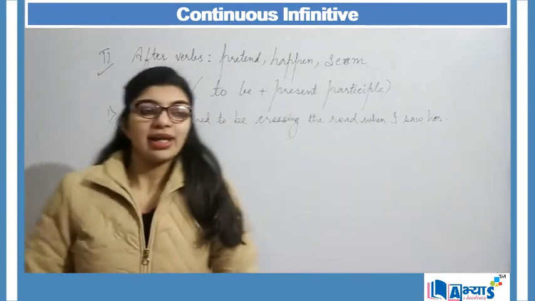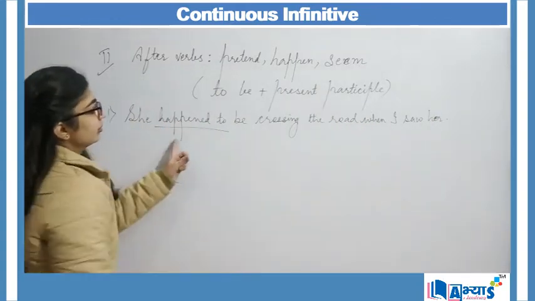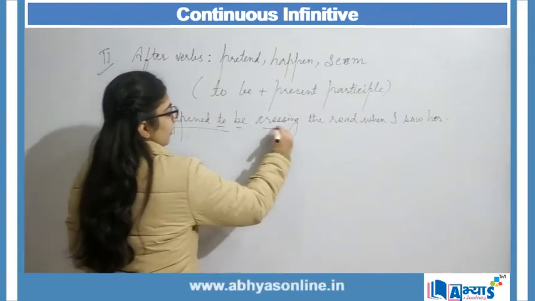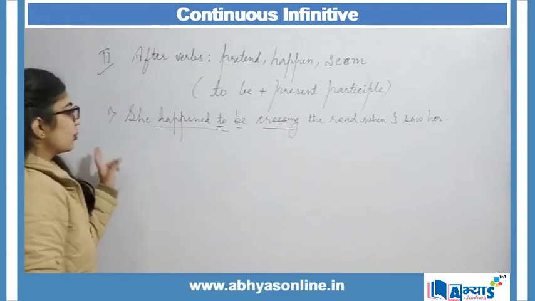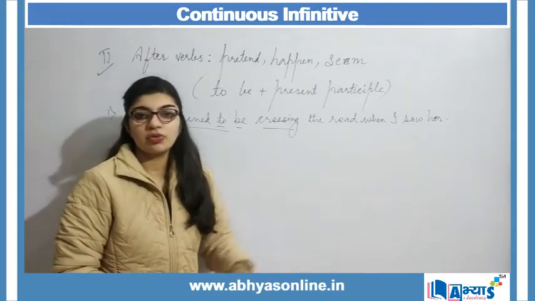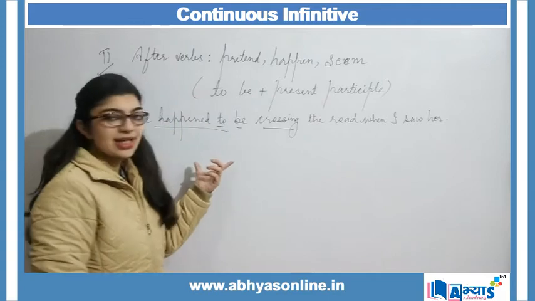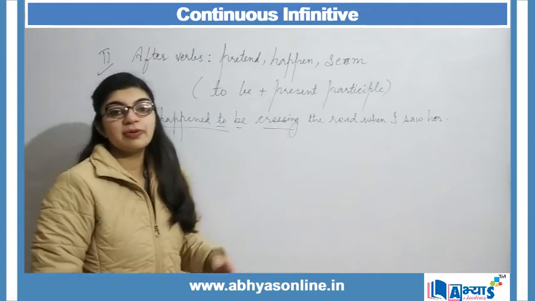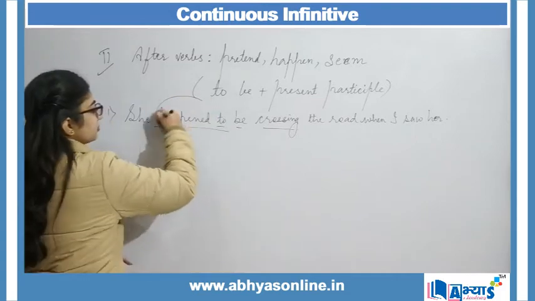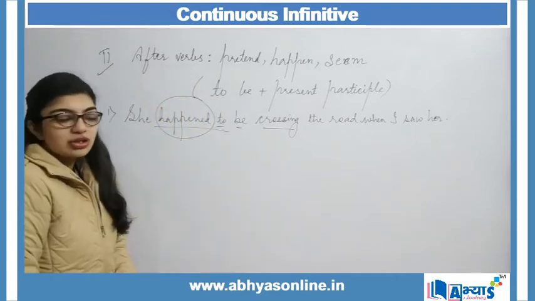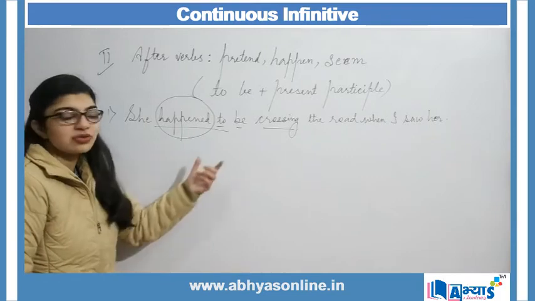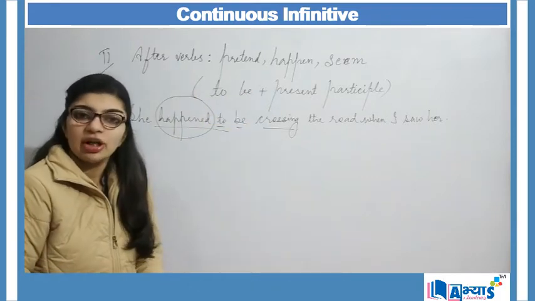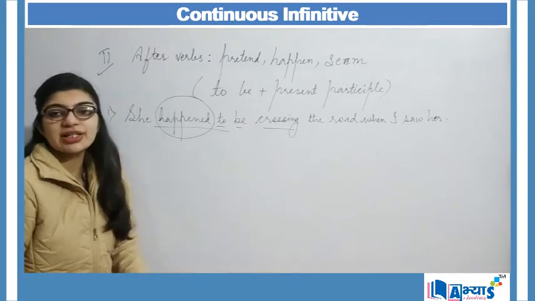So I say, she happened to be crossing, to be plus my present participle. So she happened to be crossing the road when I saw her. So this is my example of the continuous infinitives used after the verb like happened. So not with all verbs we make use of to be. There are certain verbs such as pretend, happen, seem, etc. Only with those we make use of such participle.